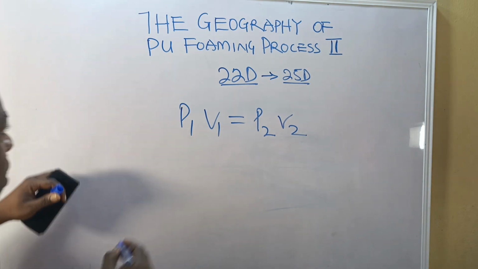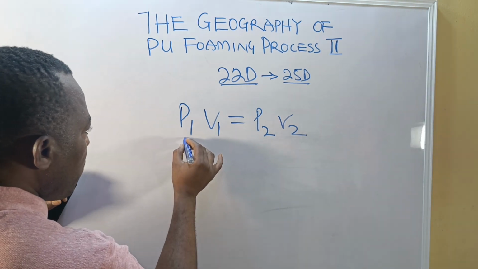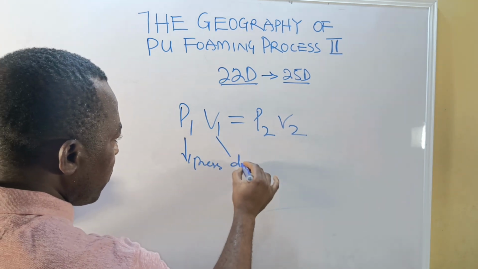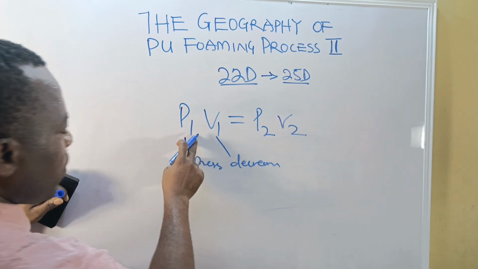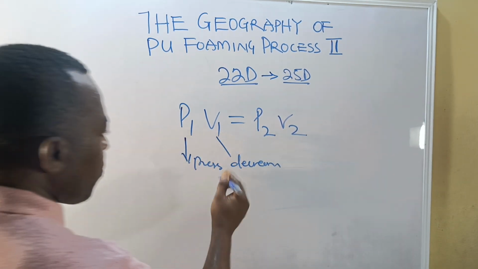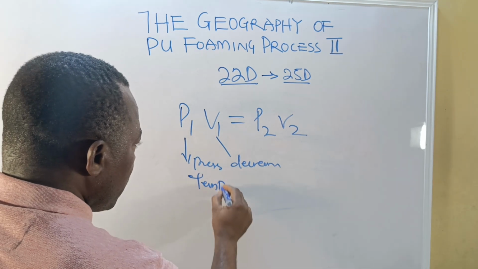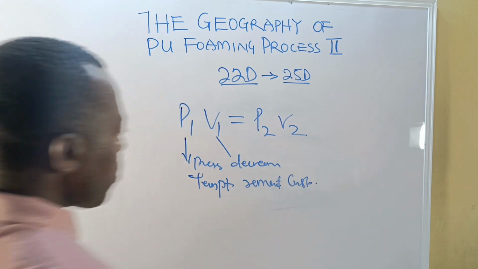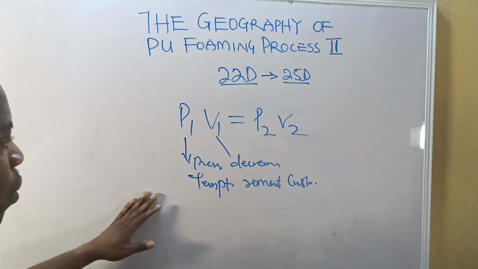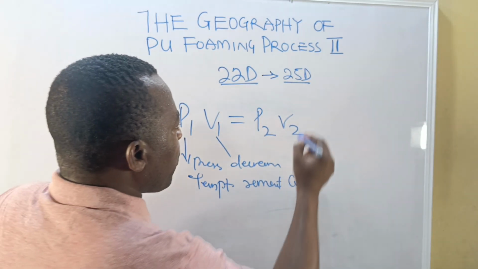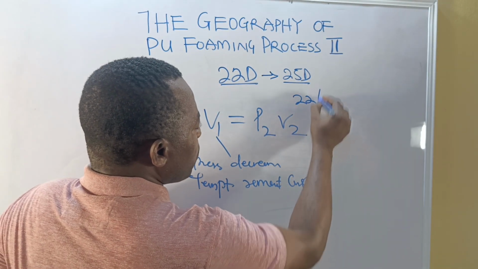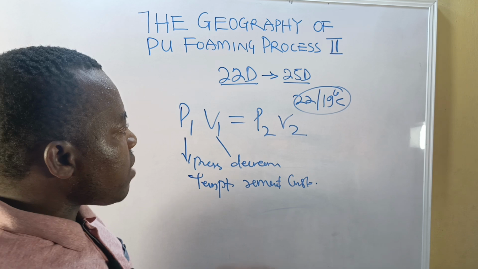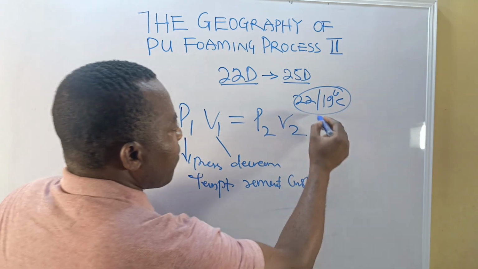So in this case, it's telling us an increase in pressure decreases the volume. So at this one increases, this one decreases, but what happens to the temperature? The temperature remains constant. Now, in your foaming process, you will discover that you have your temperature at 22 to 19 degrees centigrade. That's the temperature of the material. So in this concept, the temperature is not affected here.